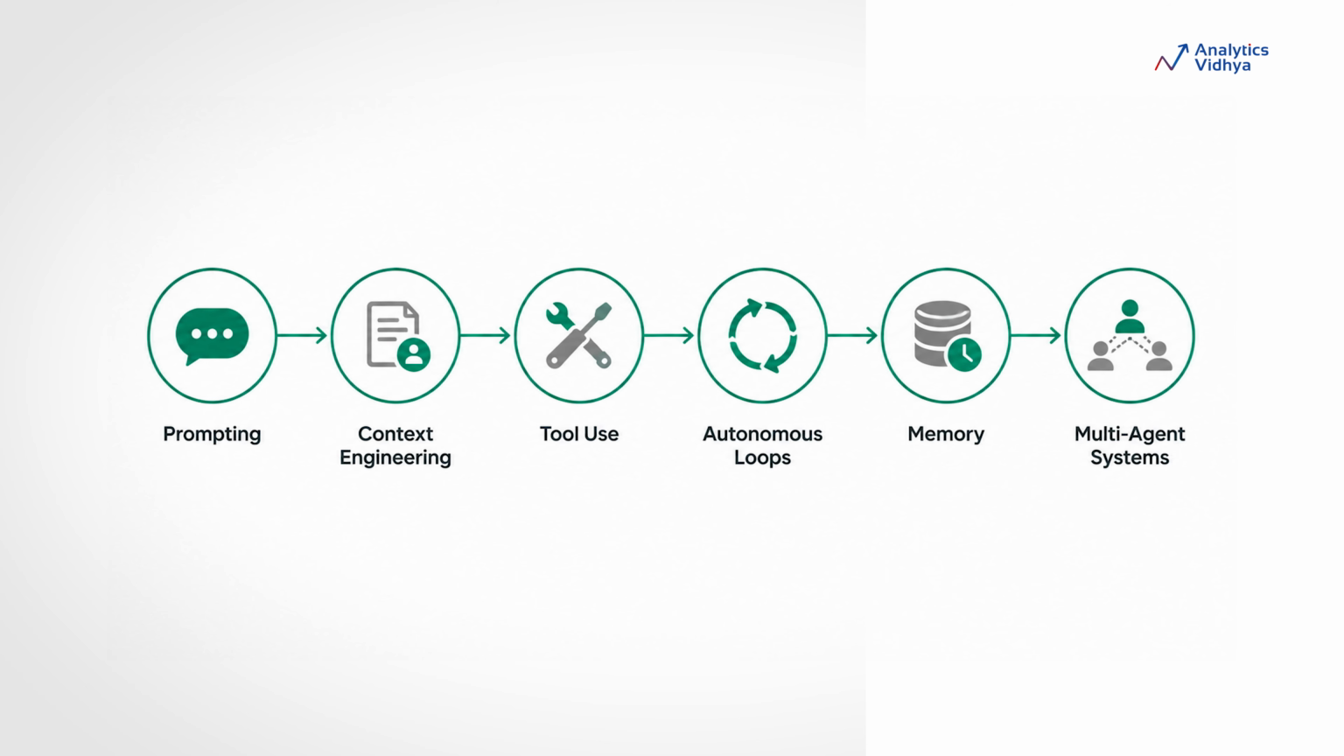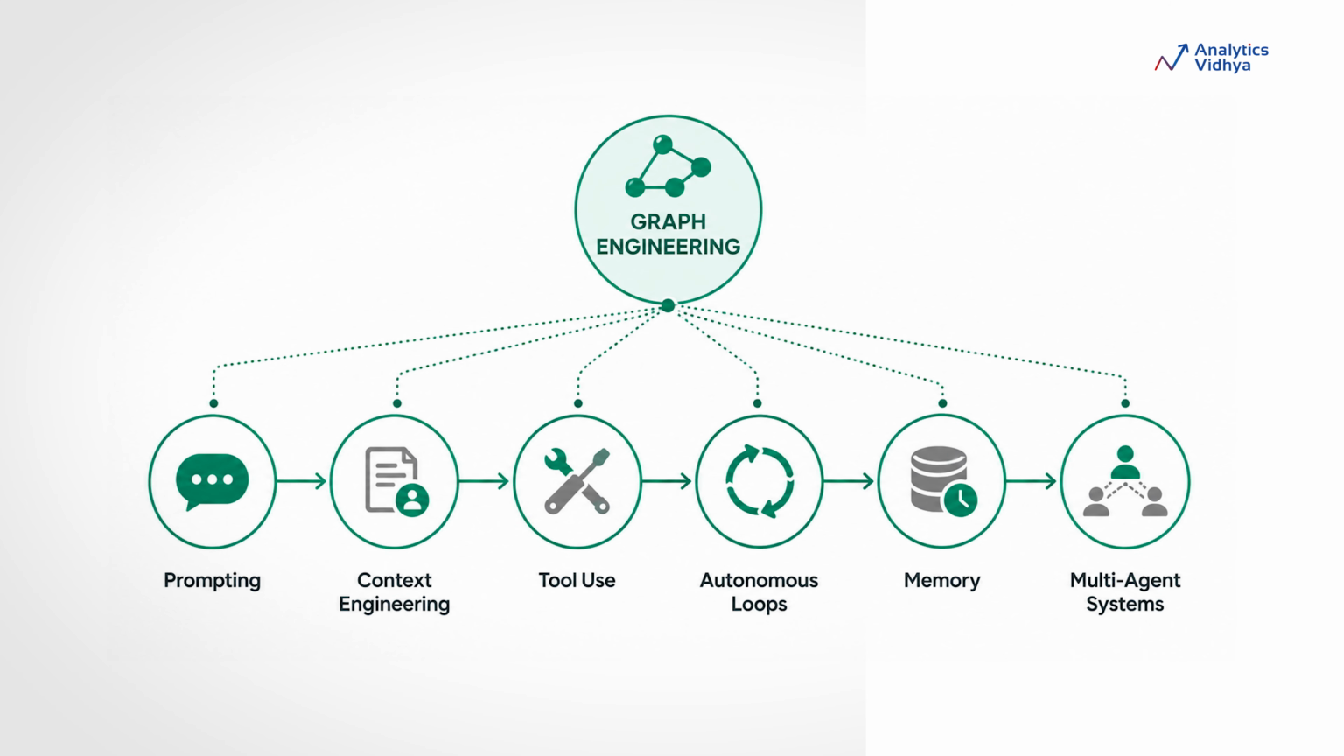So where does this graph engineering idea actually come from, and why now? AI agent development has moved through phases: prompting, context engineering, tool use, autonomous loops, memory, multi-agent systems. Graph engineering is the layer on top of all of that. It treats your application as an explicit graph of nodes and transitions, not one agent doing everything internally.